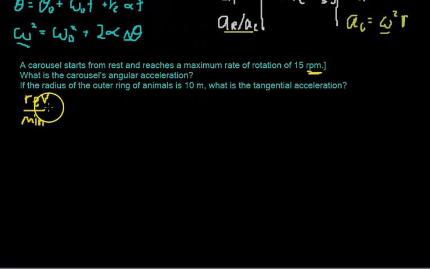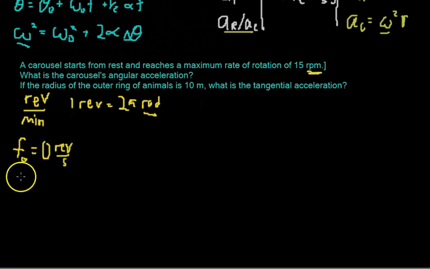And this is not meters per minute or meters per second, and it's not radians. So what we need to understand is that one revolution is the same thing as 2 pi radians. So what we're often going to want to do is convert these things, which are actually frequencies, if you recall. So we have an initial frequency of 0 hertz, or 0 revolutions per second.